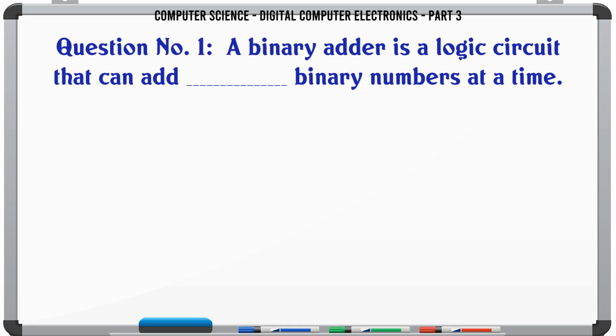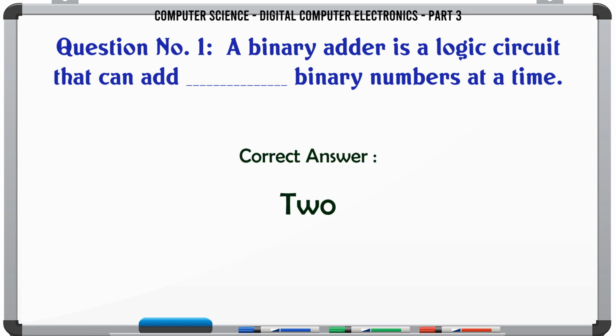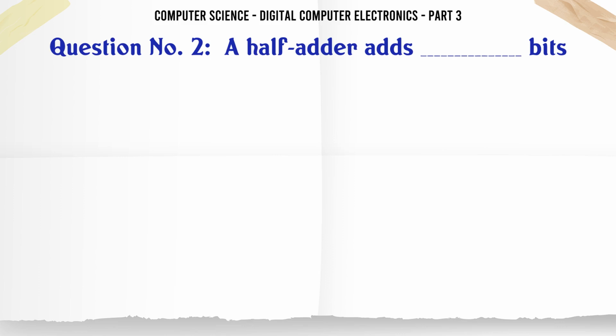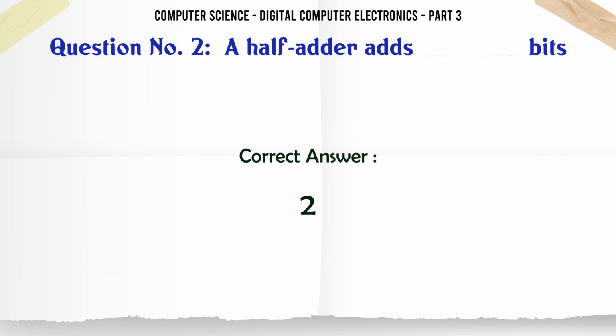A binary adder is a logic circuit that can add binary numbers at a time. A hundreds. B thousands. C 1. D 2. The correct answer is 2. A half adder adds bits. A 16. B 8. C 10. D 2. The correct answer is 2.